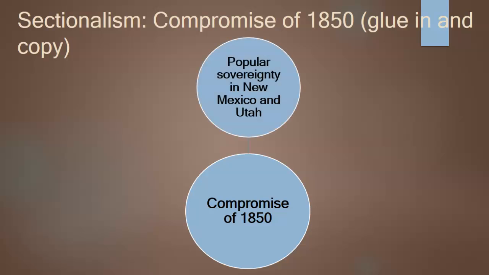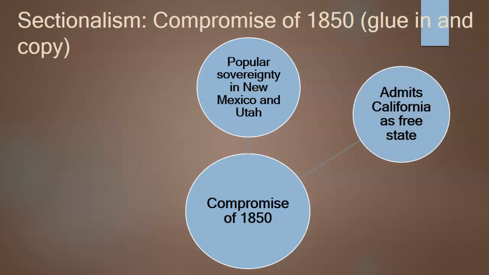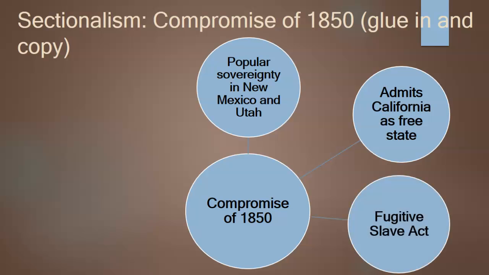The first one is that it's going to give popular sovereignty to New Mexico and Utah, which means those two states will get to vote on whether or not they become slave states or free states. It also let California come in as a free state, and then passed a law called the Fugitive Slave Act. We'll talk more about what this law was as we go into the Underground Railroad and other issues with slavery.